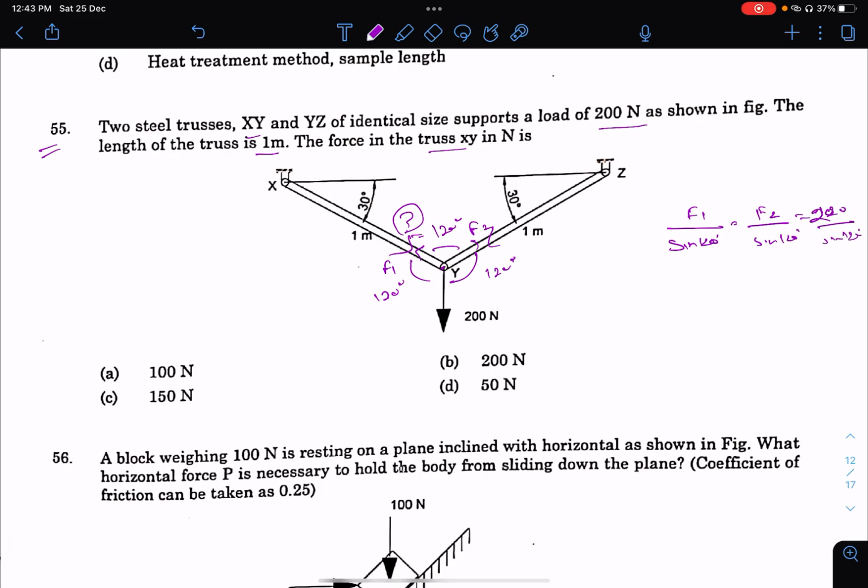So I have to find out this one, F1. So F1 will be equal to 200 Newton. The correct answer is B. Here I have applied Lami's theorem.